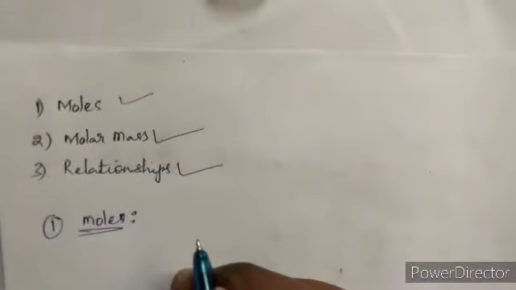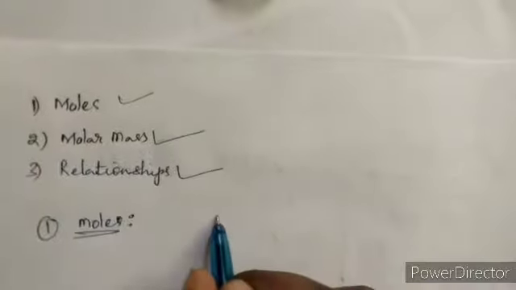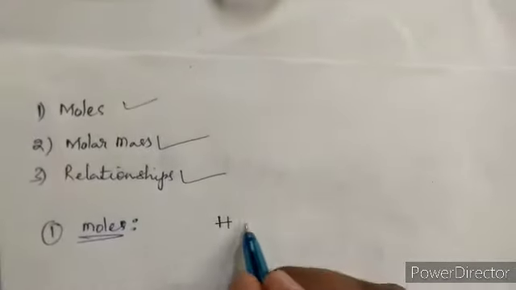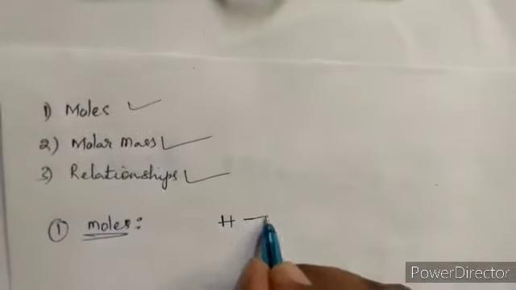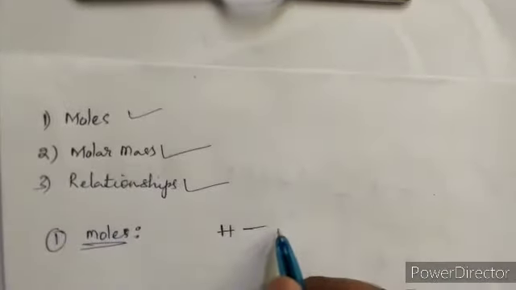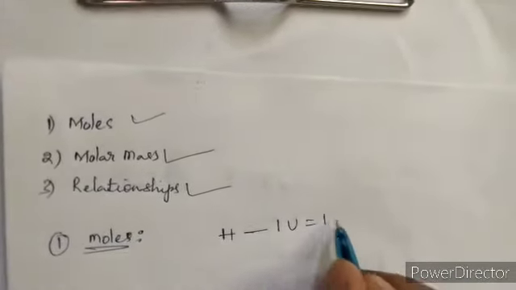So let us take some examples. By using examples we will know easily what is the atomic weight of hydrogen. What is the atomic weight of hydrogen? Atomic mass, you know, 1 unified mass or 1 AMU.